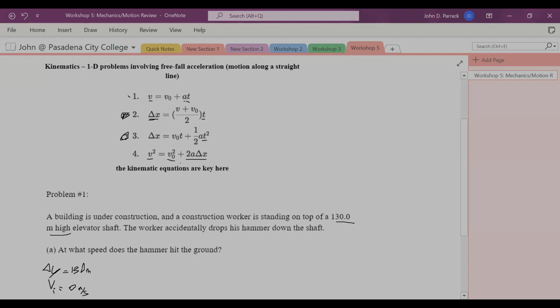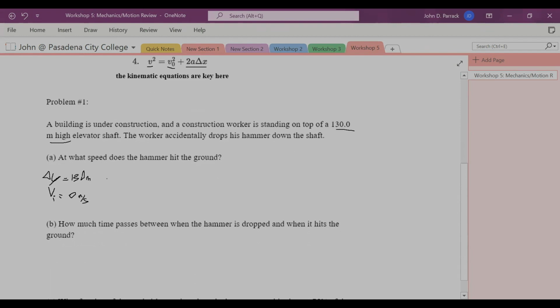And then we know what A is. We know that A is just going to be G. And we know what delta Y is. So I think we can straightforwardly solve from here.